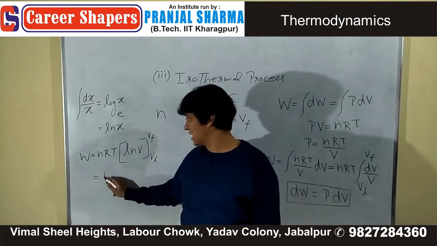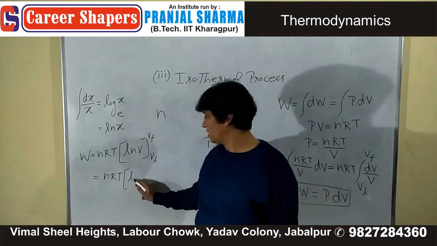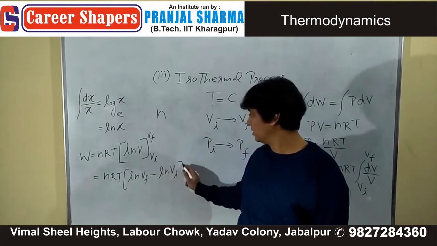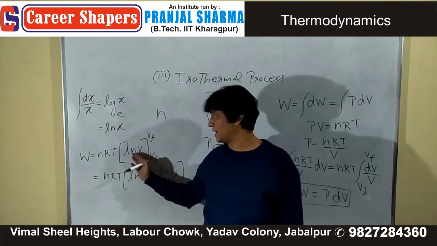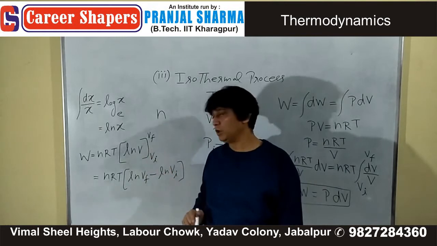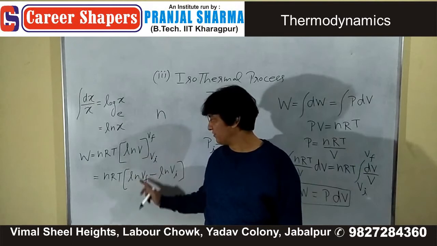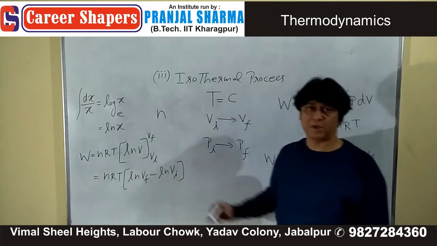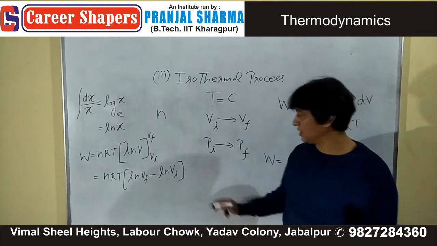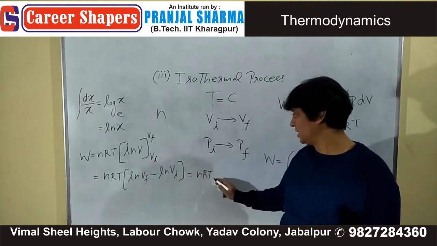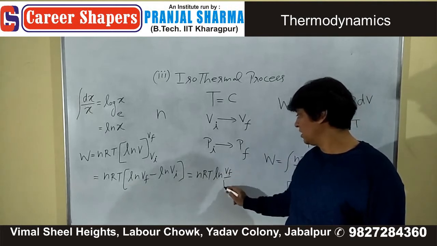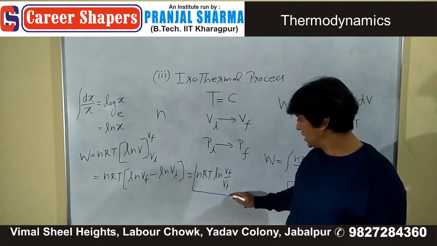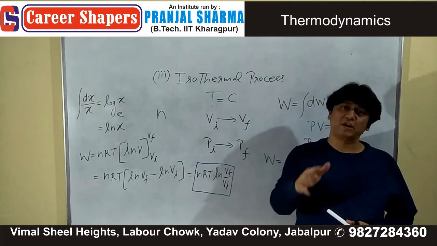How do you put limits? nRT, upper limit ln V final minus ln V initial. Remember, at times people simply write ln of V final minus V initial. No, we use limits with the whole function. Upper limit ln V final minus lower limit ln V initial. Now, this is what? Log a minus log b. What is log a minus log b? Log a upon b. That gives us nRT log of V final upon V initial. Work done in an isothermal process, again inside the boundary, an important result: nRT log V final upon V initial.